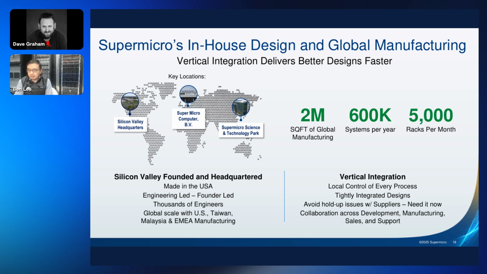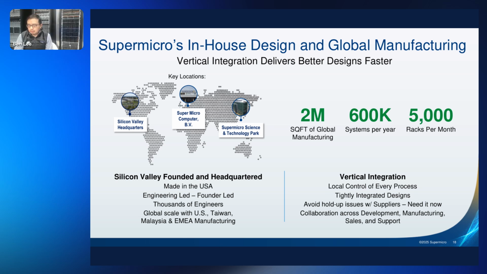I think it's a great insight. And so now let me just talk about how Supermicro works with VAST to bring the total solution together. You might not know that we are actually the hidden giant in the tech field. We have 2 million square feet for global manufacturing in different regions, and we're producing 600,000 systems per year, and also making 5,000 racks per month.